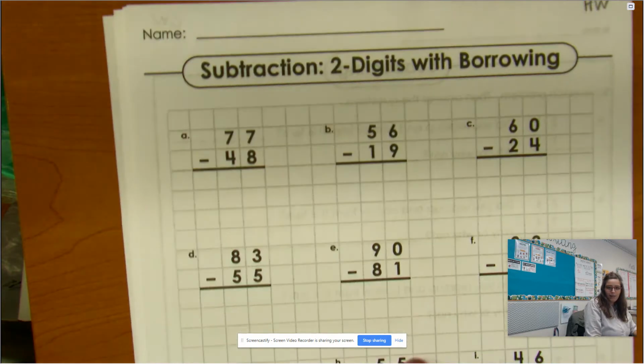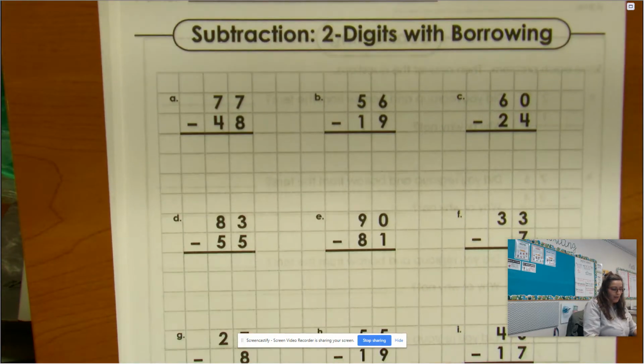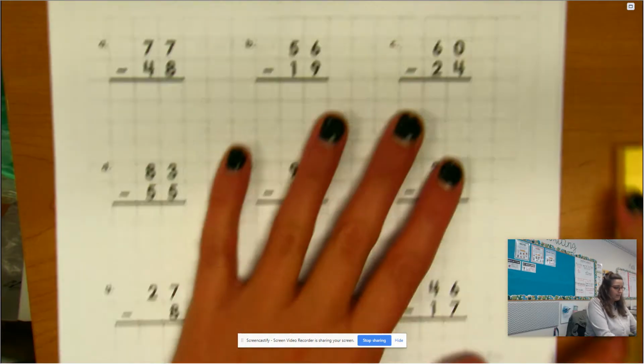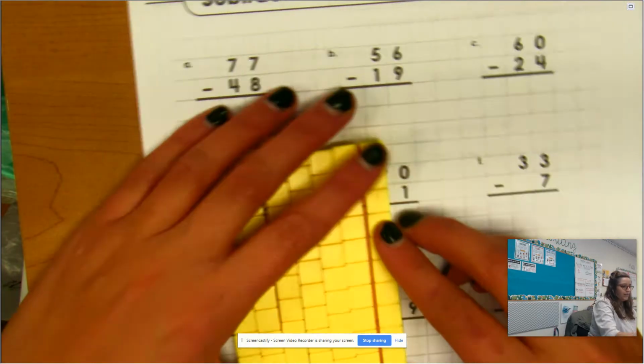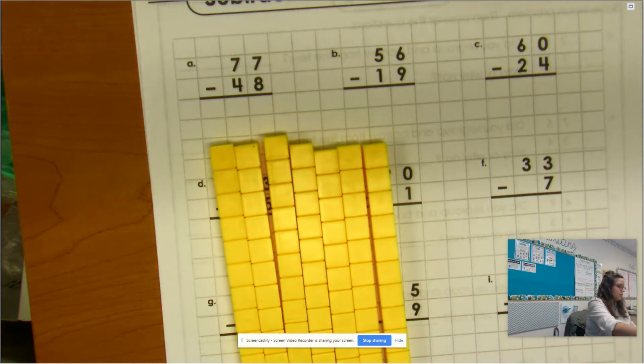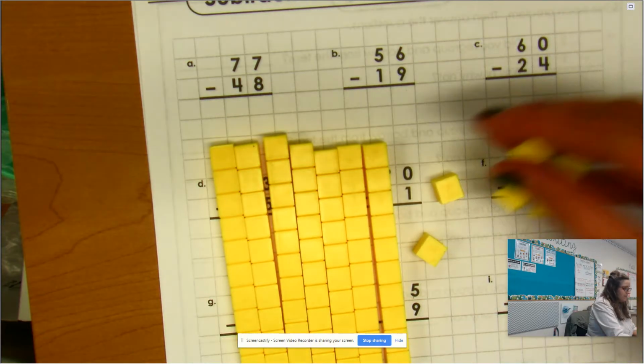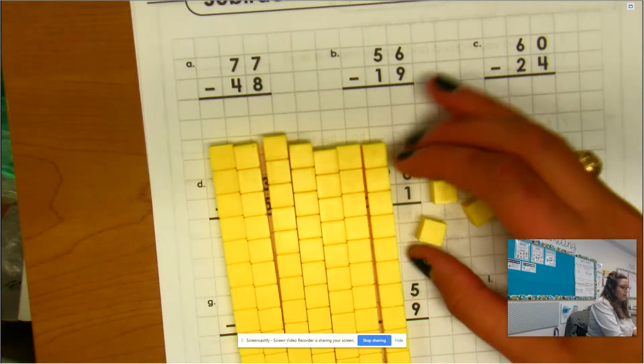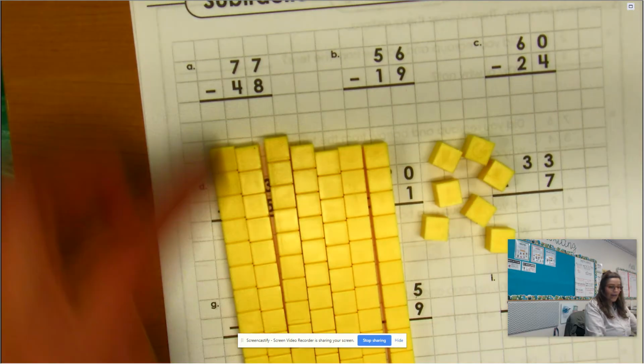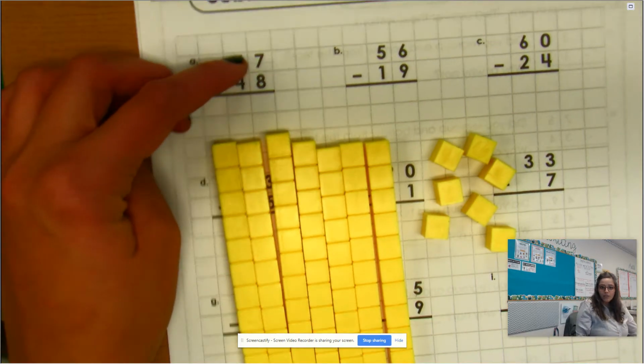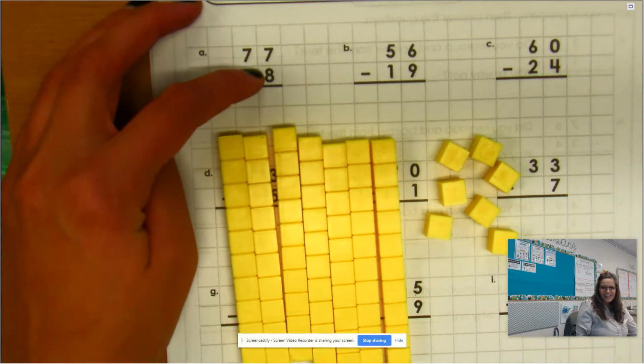Okay, so let's look at this. We're actually going to start on this side of the page. So we're starting with 77. So I have 7 10s. I'm just going to put them right there. 77, and I'm subtracting 48. Okay. So the first thing I'm going to do, just like adding, is I'm going to subtract the ones, right? I'm going to start in the ones place and do 7 minus 8.